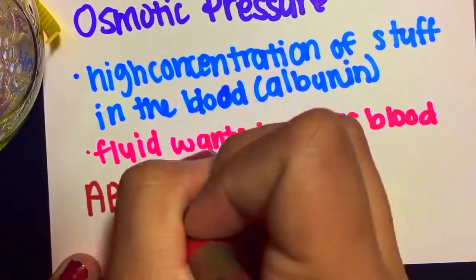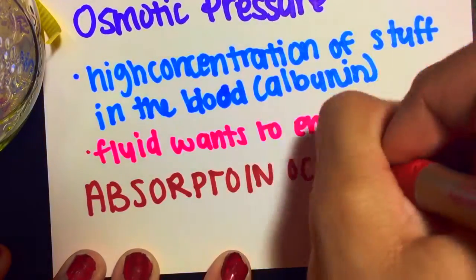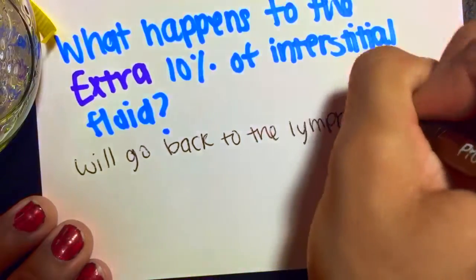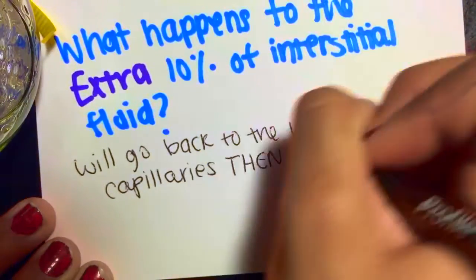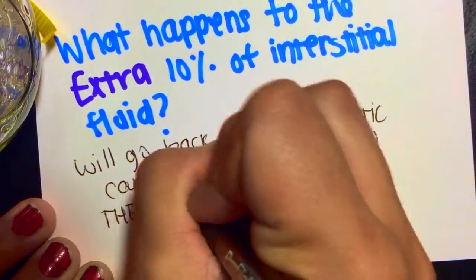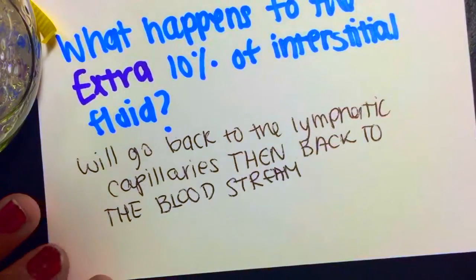Filtration happens through hydrostatic pressure, which pushes interstitial fluid out, and through osmotic pressure, which reabsorbs fluid through the venule side. Extra interstitial fluid that is not reabsorbed goes to the lymphatic capillaries to make it back to the bloodstream.